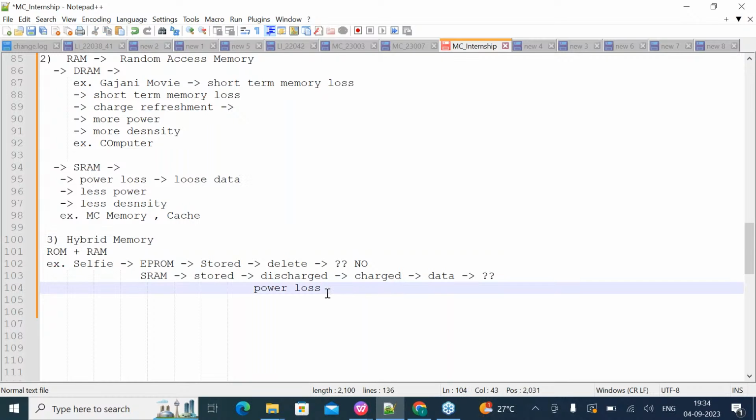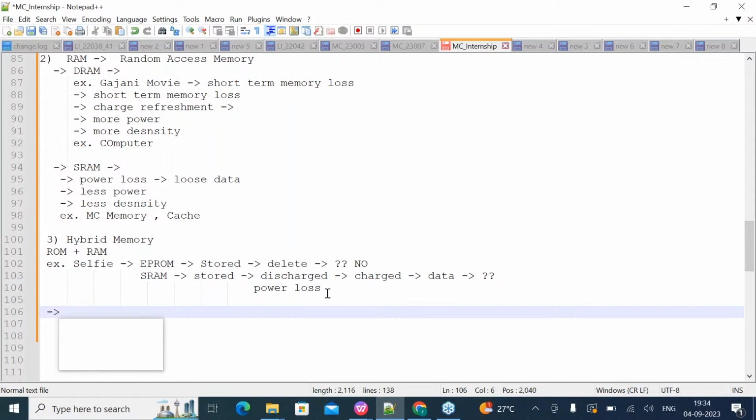So what are the different hybrid memories we are having? The first hybrid memory is nothing but the double EEPROM. Many of you are saying that, ma'am, double EEPROM is not picked. So here comes the first hybrid memory, which is nothing but the double EEPROM. Okay, so double EEPROM is what?